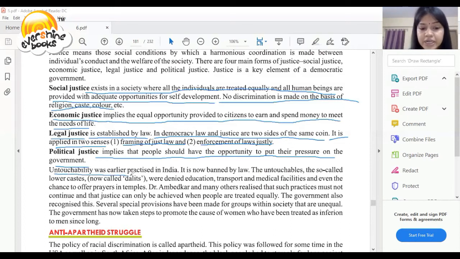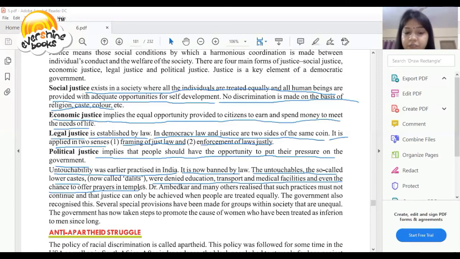Untouchability was earlier practiced in India. It is now banned by law. The untouchables, the so-called lower caste, were denied education, transport, and medical facility, and even the chance to offer prayers in the temple. So, पहले क्या था? Untouchability पहले इंडिया में थी, लेकिन उसे अब इंडिया में बैन कर दिया गया. उसके अंतर्गत लोअर कास्ट के लोग आते थे जिन्हें एजुकेशन, ट्रांसपोर्ट, मेडिकल फैसिलिटी या किसी भी मंदिर में जाकर पूजा करने की फ्रीडम नहीं थी.